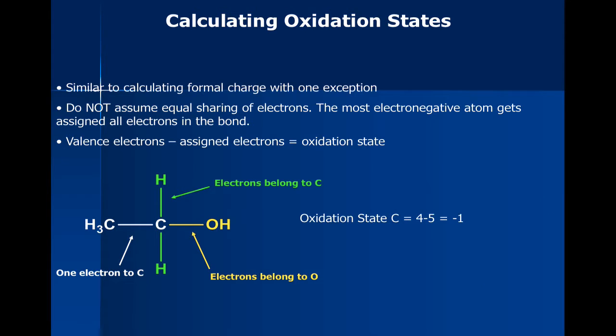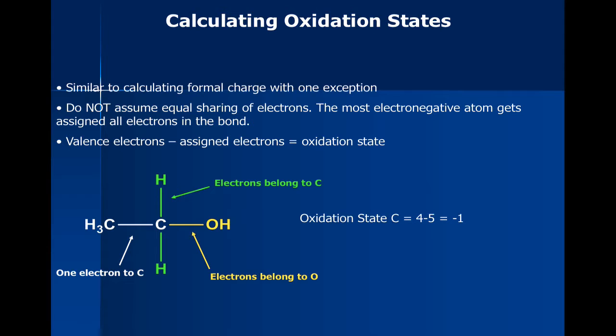So the oxidation state, if we go through, we have 4 valence electrons for carbon, right? And it has assigned to it 5 electrons. This carbon is in the -1 oxidation state. Okay? Is that a highly reduced form of carbon or a highly oxidized form of carbon? It's kind of in the middle. Okay? You'll take it.